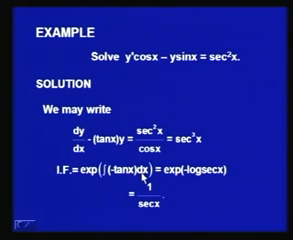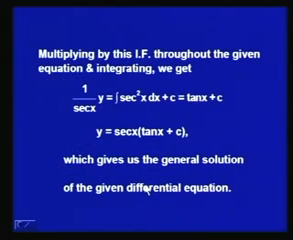After integration of minus tan x, we get minus log sec x. So, we get the integrating factor as exponential of minus log sec x, which may be written as exponential of log 1 over sec x, and e to the power log 1 by sec x will be 1 by sec x. So, the integrating factor is 1 upon sec x, or we may also call it cos x.